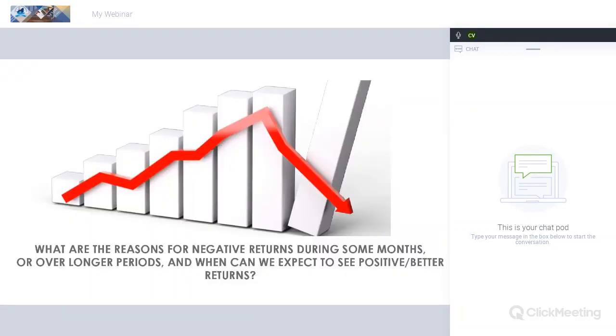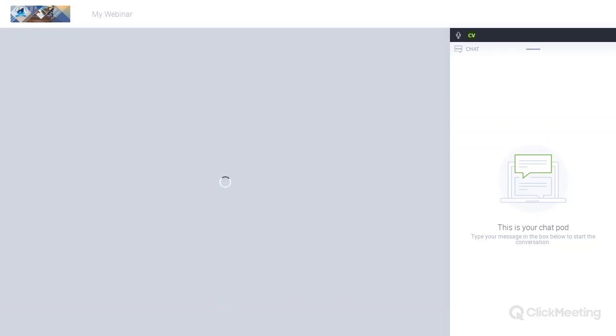We have recently got quite a lot of questions with regards to negative returns and why there are periods where the fund experiences negative returns. And then, of course, what can be done and when will the returns actually get better?